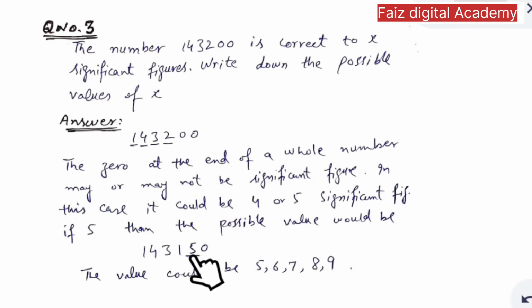143,150. So this fifth number, that is 5, could be 5, 6, 7, 8 or 9, because this 2 is changed to 1, so this 1 is decided on the basis of this 5, and this one would be changed to 2, because there would be a number which is 5, 6, 7, 8 or 9, greater than or equal to 5. So this is how these numbers are solved.